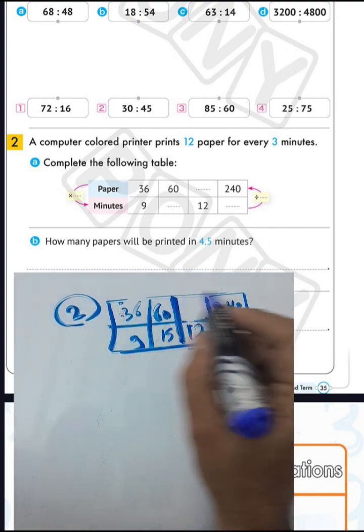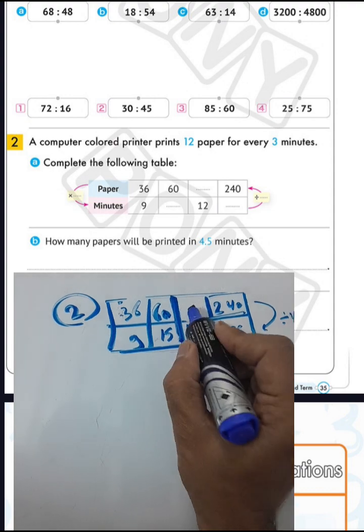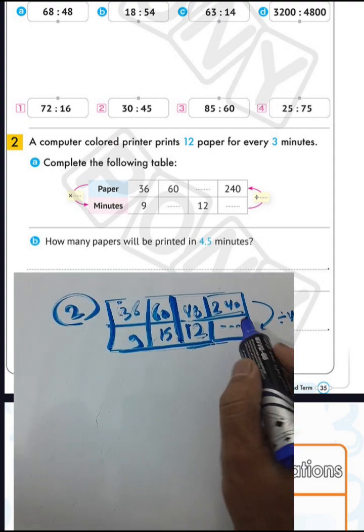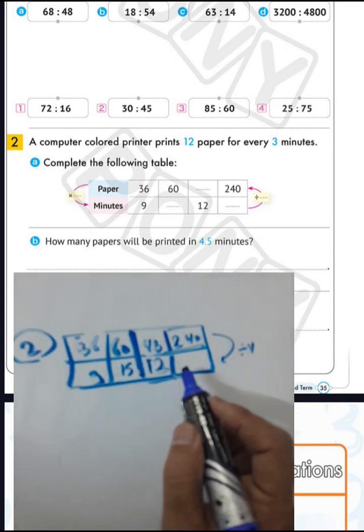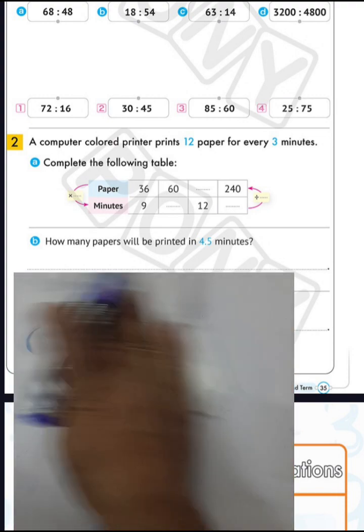We have here 12. We can multiply it by 4 to get down. 4 times 12 will be 48. Okay. And 240 divided by 4 will be what? 24 divided by 4 equals 6. And write 0. The result will be 60.